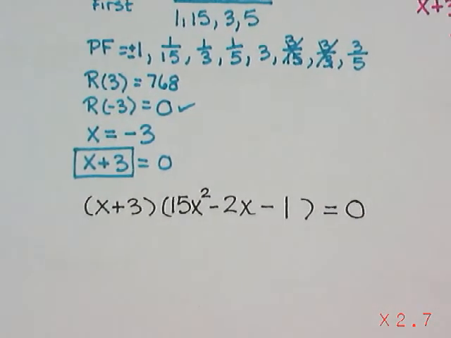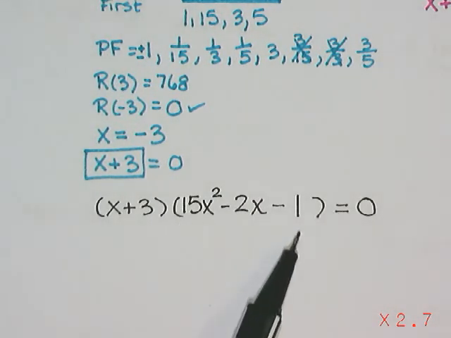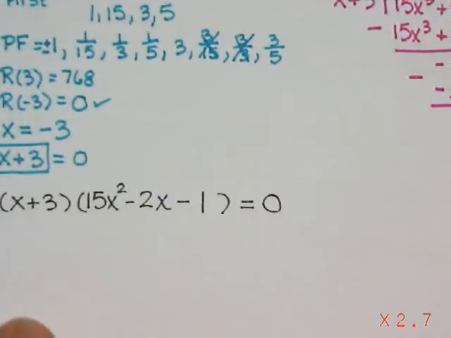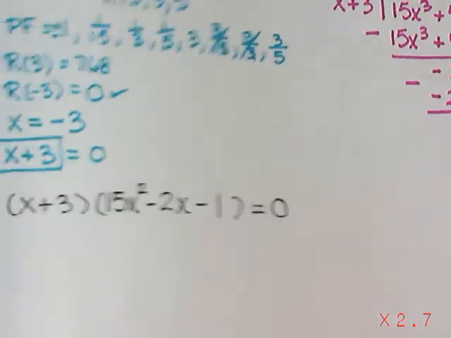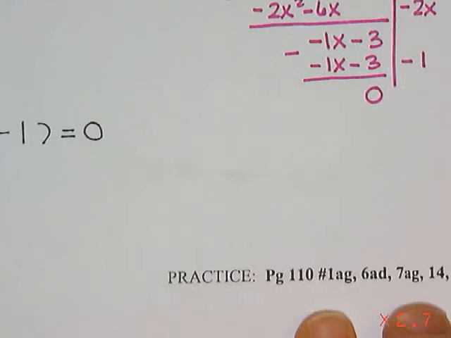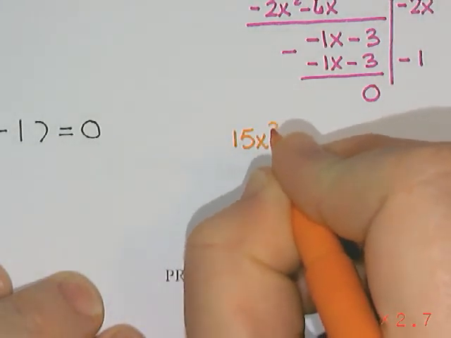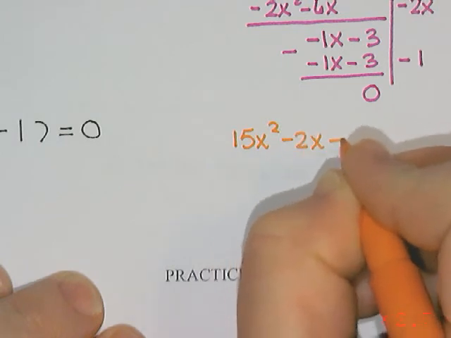Okay. So from here, I do need to just take a minute and see if I can factor 15x squared minus 2x minus 1 a little bit further. So I'm going to do that off to the side, just looking for a different color to use, and to move the page a little bit. All right, so I'm going to try to factor 15x squared minus 2x minus 1.